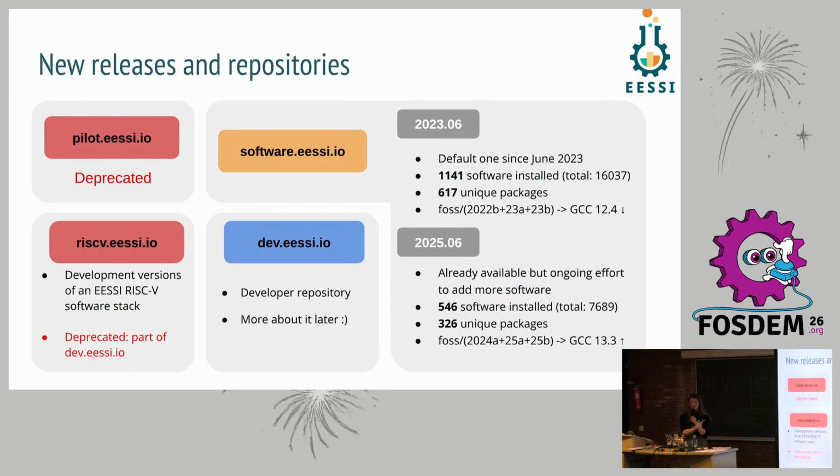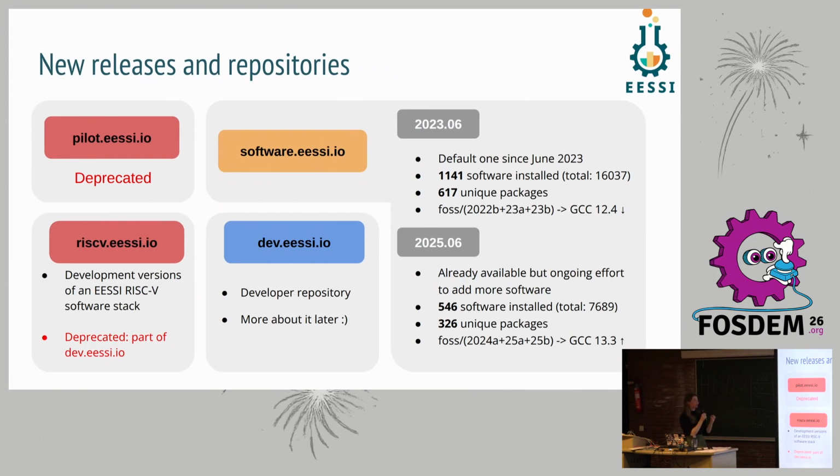When we presented the project, it was a pilot. The pilot.eessi.io repository died already, and the production one is software.eessi.io. The default version has been the one from 2023, the one we released then. It has more than 1,000 software packages installed. That's per target, which means the total is 16,000. But it's a bit old already.